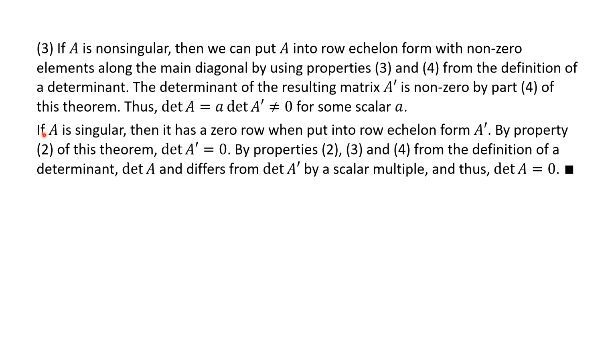And the second case is if A is singular, in other words, it does not have an inverse, then it has a 0 row when put into row echelon form, which we'll call A prime. By property 2 of this theorem, the determinant of A prime equals 0, and by properties 2, 3, and 4 from the definition of a determinant, the determinant of A differs from the determinant of A prime by a scalar multiple, and thus the determinant of A also equals 0. Okay, so that completes the proof of the theorem.